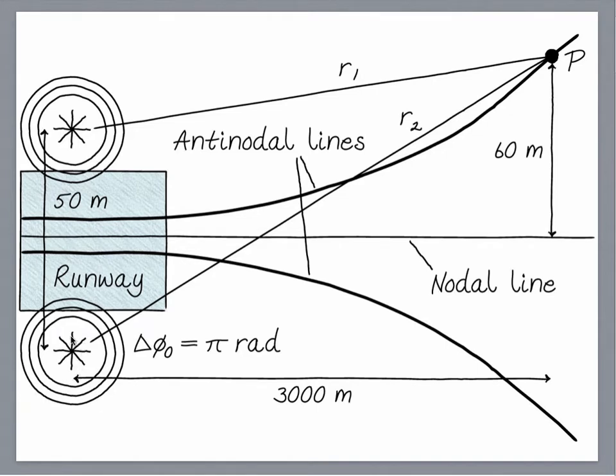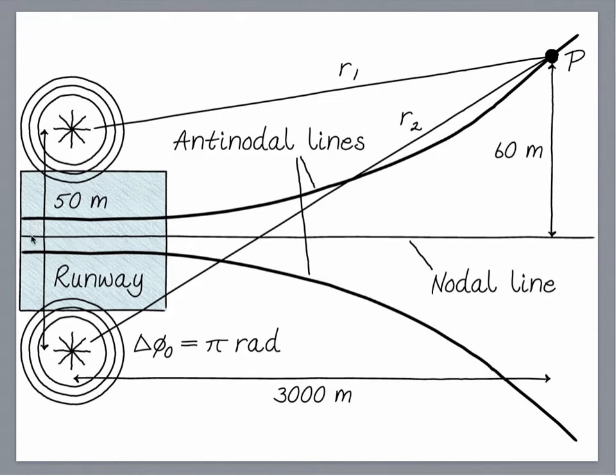So here we have our 2 radio transmitters. So here's one, and then up here is the second one. They are a distance of 50 meters apart from each other. And I've shown the runway here in the middle. So this nodal line, again, is going to extend off the runway, a very large distance off the runway. So this is our nodal line. So this is where there would be perfect destructive interference.